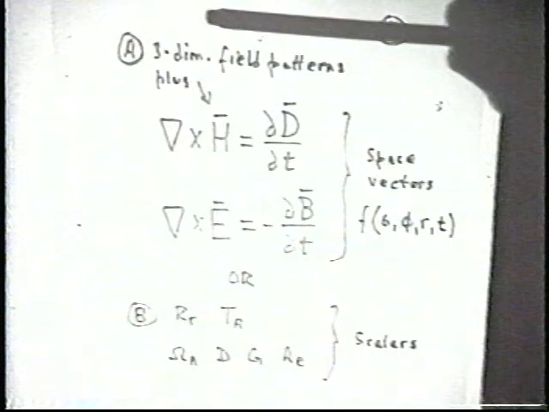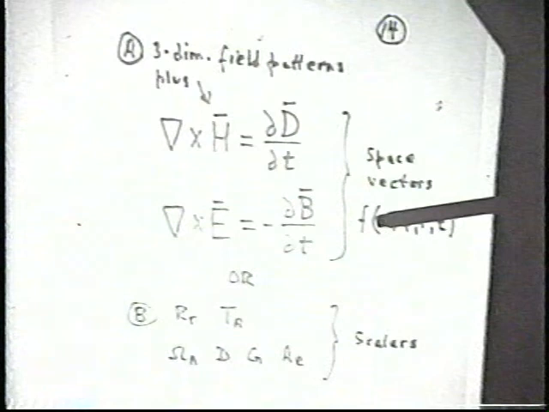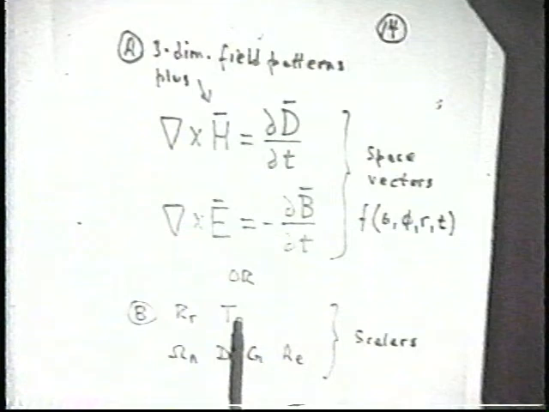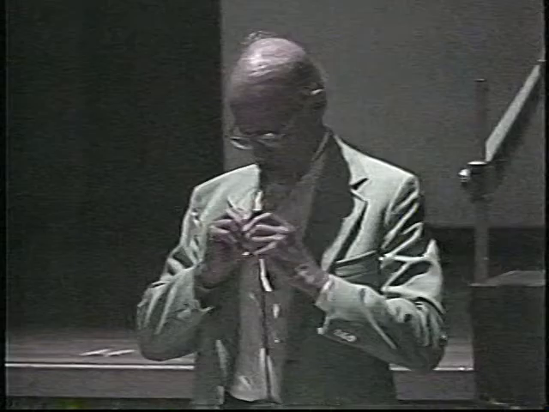So we have two ways to go, and we often have to go both ways. One way with antenna systems is we study the three-dimensional field patterns, use Maxwell's equations, we have space vectors, function of angle, two angles, distance, and time. Or we can go the other route and deal only with simple scalars: radiation resistance, antenna temperature, beam area, directivity, gain, and effective aperture. That concludes phase two of my talk, and I would like now to go to the part I like best, that's the demonstration.